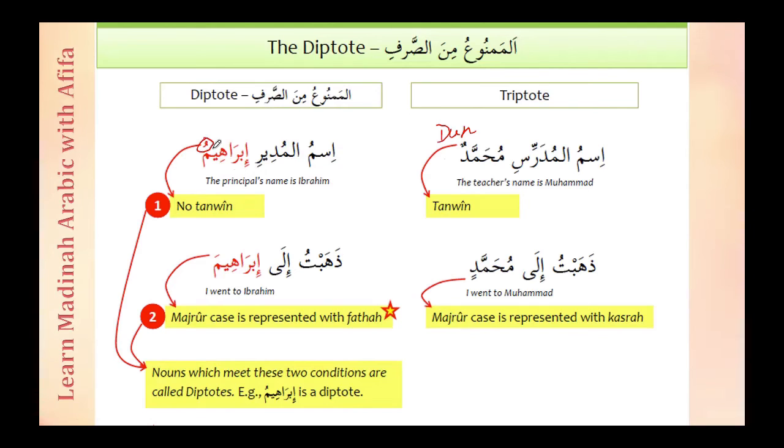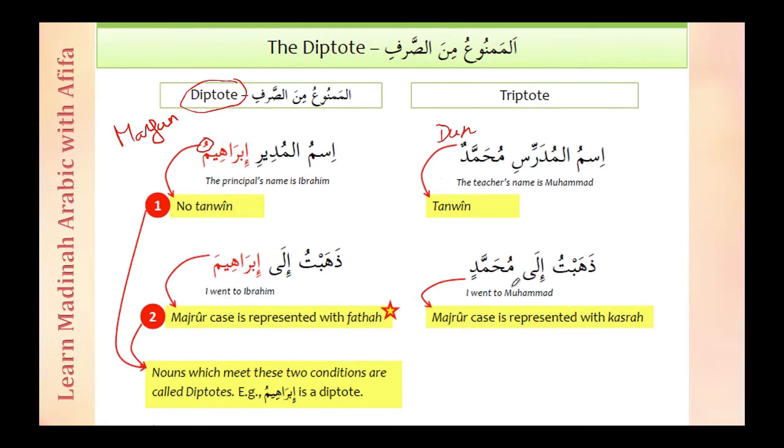Well, now you know, because there are certain words that fall in this category of diptote, where it's not going to show a tanween. Even though it's marfu, it's still marfu'un, but it's not going to have a tanween. You're just going to say Ibrahimu versus here you said Muhammadun.